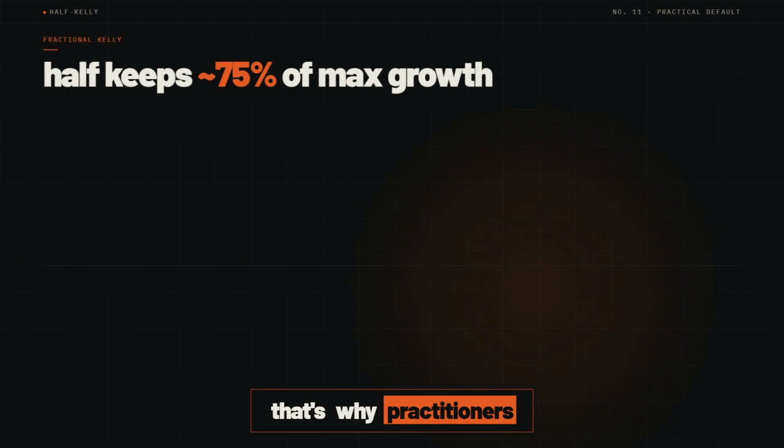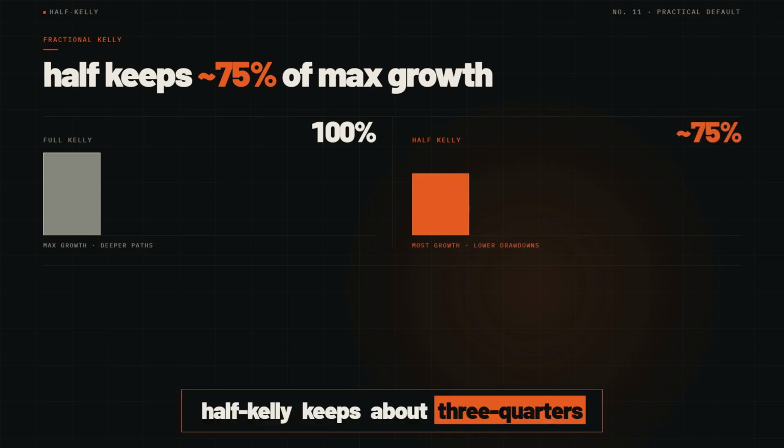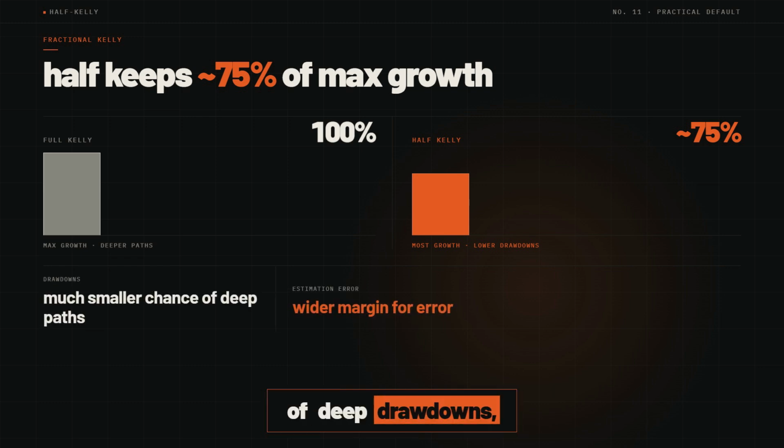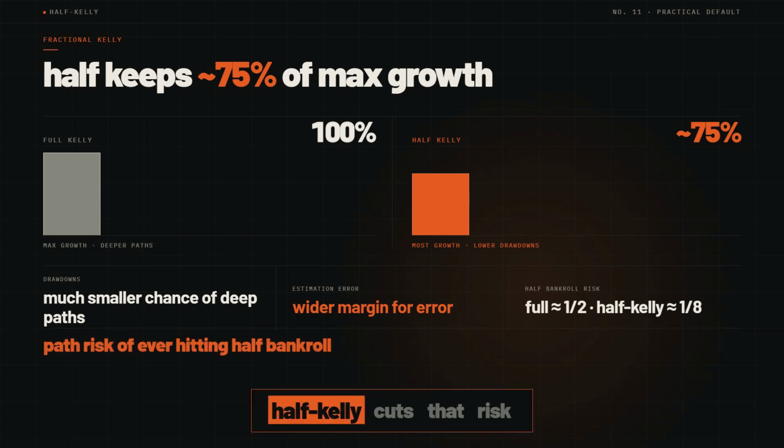That's why practitioners often use half Kelly, or even less. In the continuous model, half Kelly keeps about 3/4 of the maximum growth rate, with a much smaller chance of deep drawdowns, and a wider margin for estimation error. Under that model, full Kelly has about a 1 in 2 chance of ever falling to half your bankroll. Half Kelly cuts that risk to about 1 in 8.